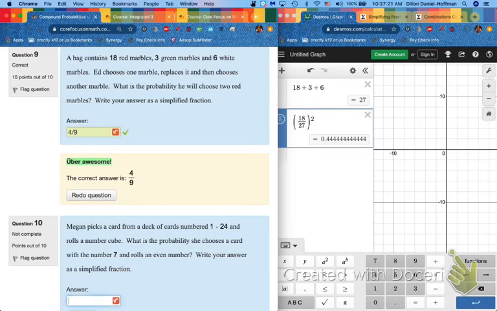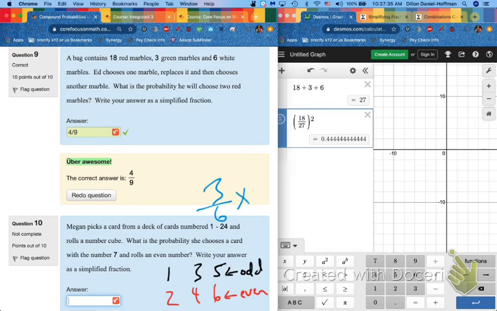And that leaves number 10. Megan picks a card from a deck of cards numbered 1 through 24 and rolls a number cube. What is the probability she chooses a card with the number 7 and rolls an even number? Write your answer as a simplified fraction. Well, let's remember a few assignments ago about rolling an even number. On a number cube or a die, we've got 1, 3, and 5. We've also got 2, 4, and 6. These top numbers are odd. These bottom numbers are even. In both cases, we have 3 out of 6 choices for odd or even numbers.